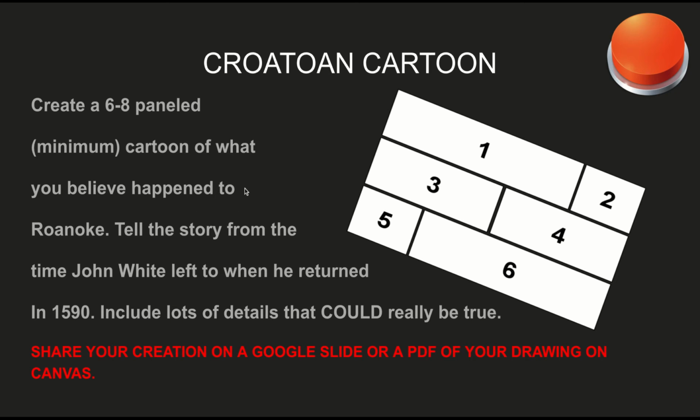Tell the story from the time that John White left to when he returned in 1590, and include lots of details that could really be true. So you're going to really put a lot of work into these 6 panels with your illustrations, with some dialogue. You're going to include facts, perhaps underneath each panel, to show the passage of time and what you think could have really happened to the settlers in Roanoke.